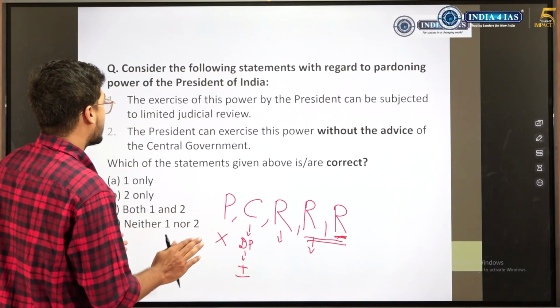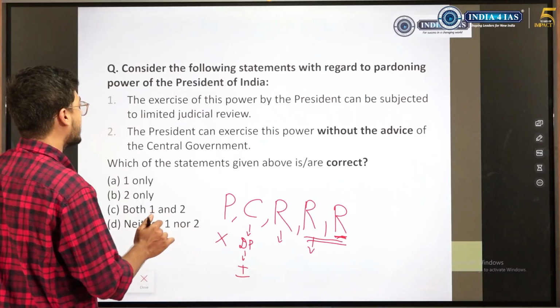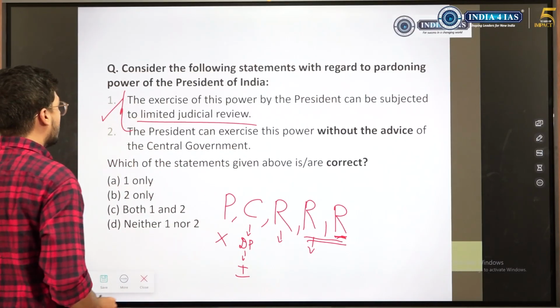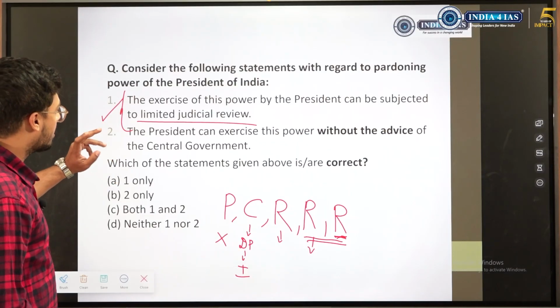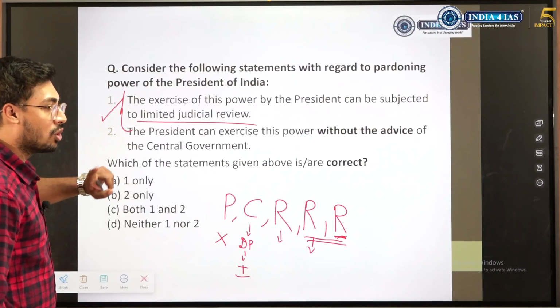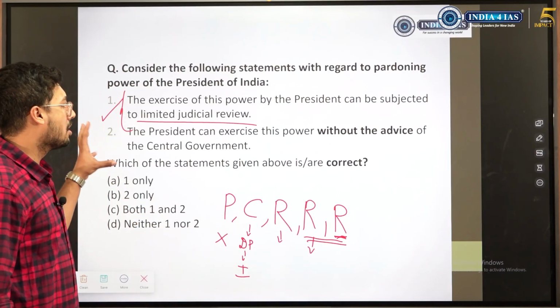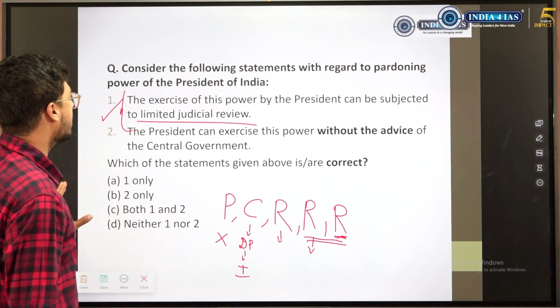The exercise of this power by the president can be subjected to limited judicial review. Yes. Limited judicial review here means that the pardoning power of the president would be questioned only when it is found to be malafide or arbitrary. Only then will the court intervene, or else it won't intervene. That is what it means.